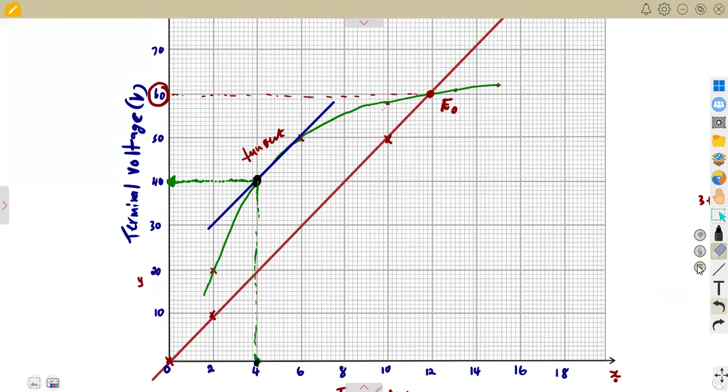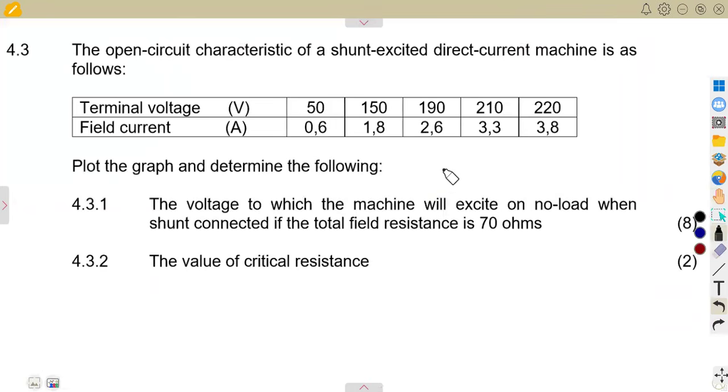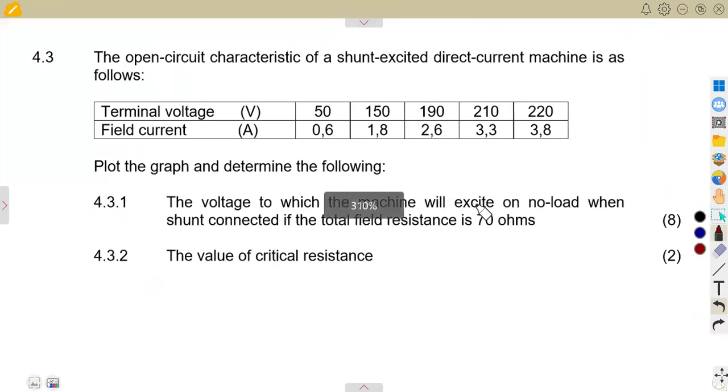All right. So I'm going to use the same graph to answer another question so that we do understand a little bit. So these are like 10 marks, guys, a lot in exam. The open circuit characteristic of a shunt excited direct current machine is as follows. The terminal voltage, the current. So again, guys, we're going to choose a suitable scale, plot the graph, and determine the following. As you can see, it's just one and the same as what we had before.